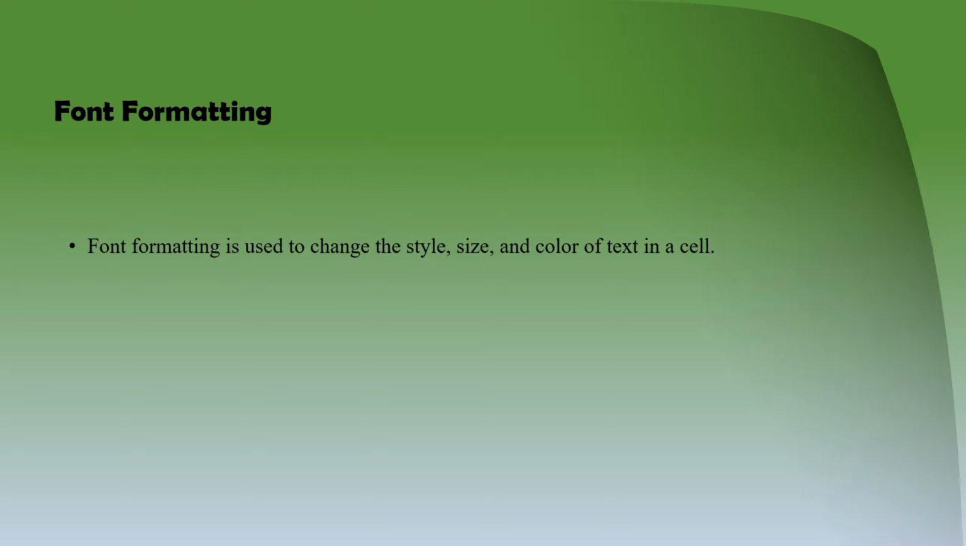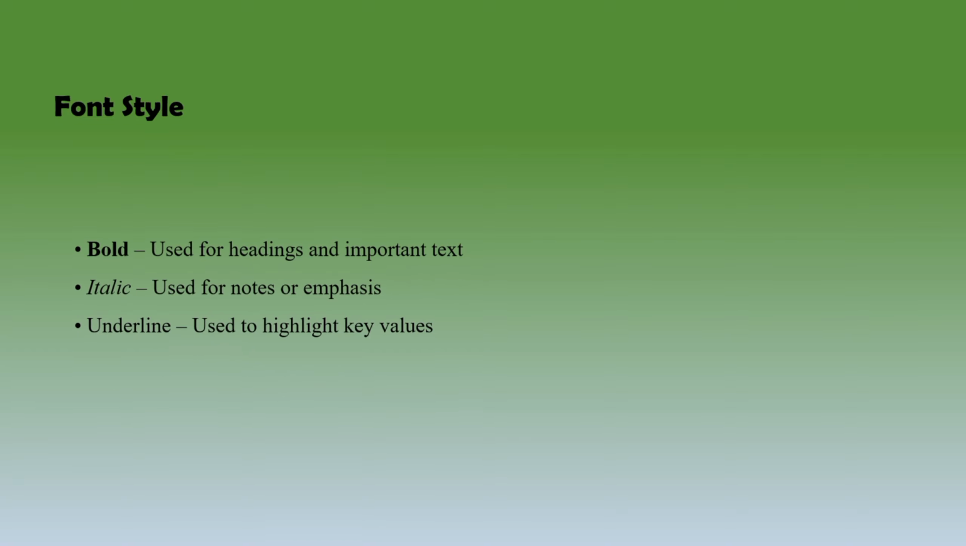Font formatting is used to change the style, size, and color of the text in Excel. It is commonly used for headings, titles, and important values. Excel provides different font styles such as bold, italic, and underline. Bold is mainly used for headings, italic is used for emphasis, and underline is used to highlight key values.